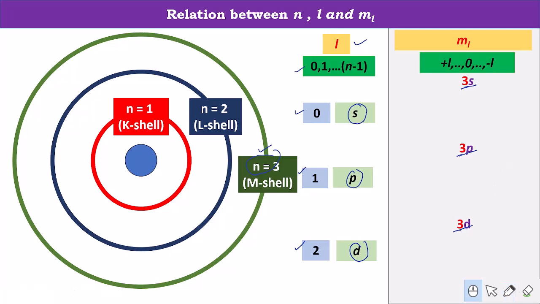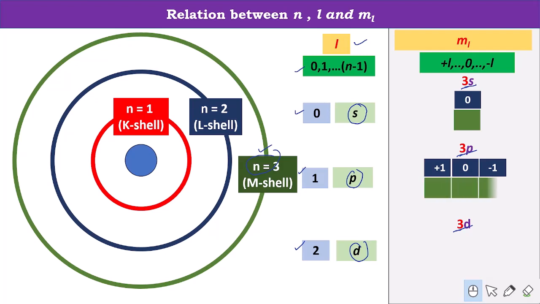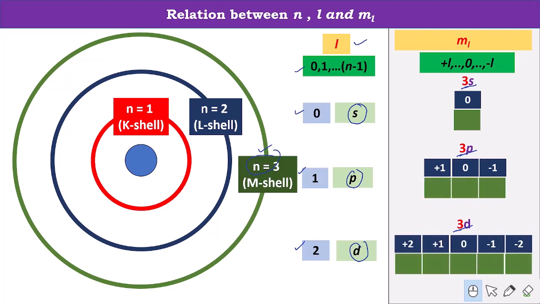So according to this formula, there is only one possible value of ML showing only one orbital for 3s. Then for 3p there are 3 orbitals and for 3d there are 5 orbitals. So anyone can write these orbitals on the basis of principal quantum number, azimuthal quantum number and magnetic quantum number.